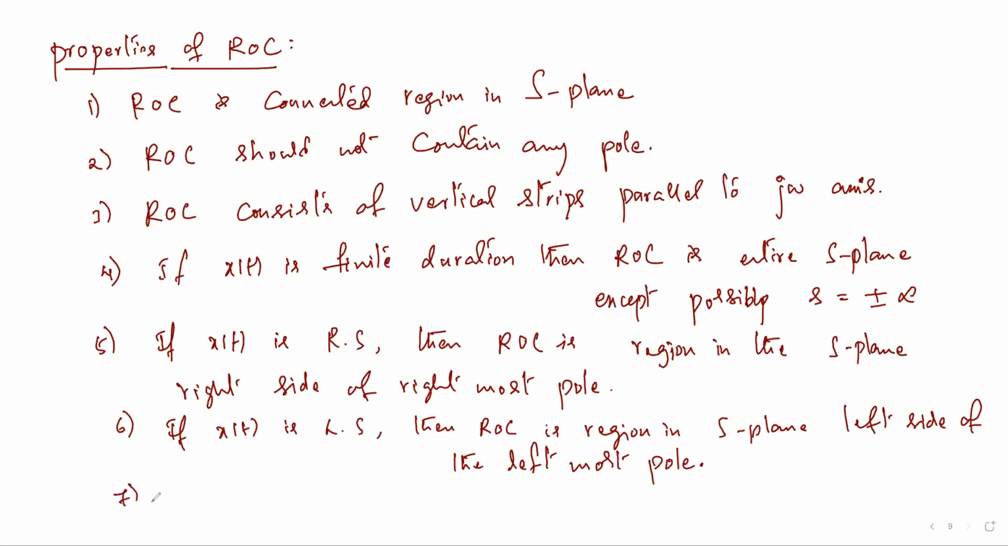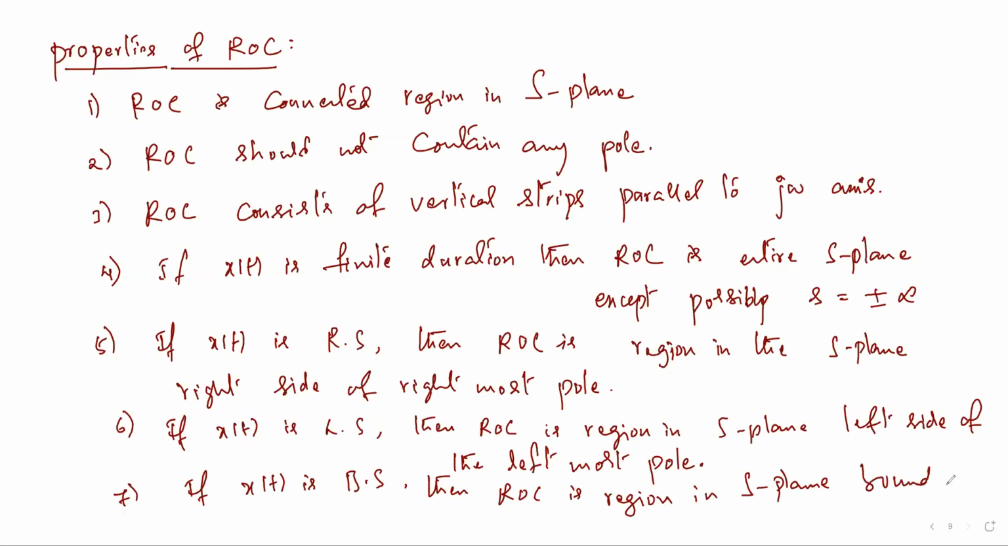Seven. If x of t is a both-sided signal, then ROC is the region in S plane bounded between two poles.